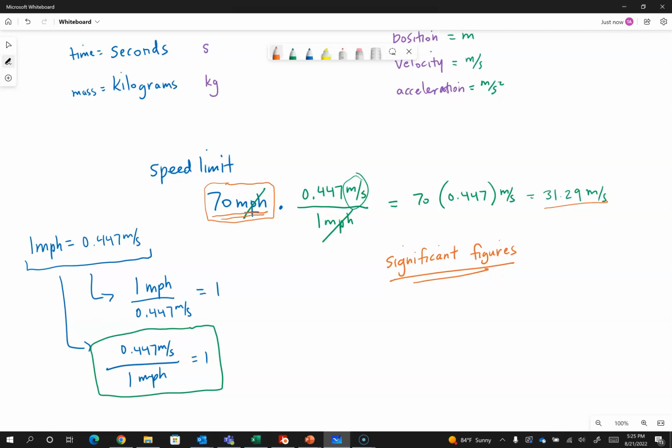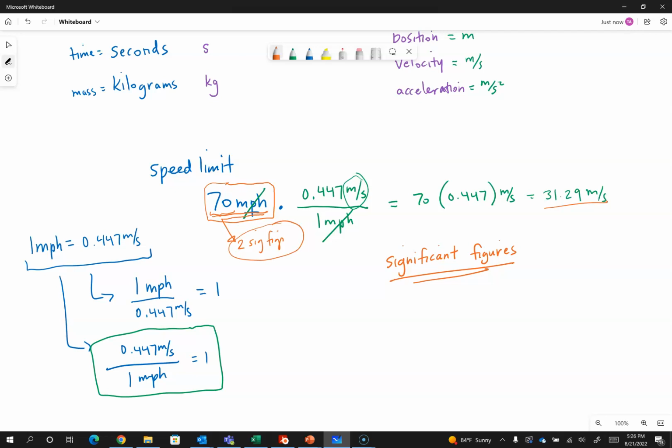Now, typically the trailing zeros are not significant. We're going to go ahead and just assume this to be 2 sig figs. We know the speed limit is exactly 70. So that means we know the speed limit to 2 significant places. We don't say that the speed limit is 70.3. We don't say it's 69.7. It is 70. And so we have 2 sig figs here.